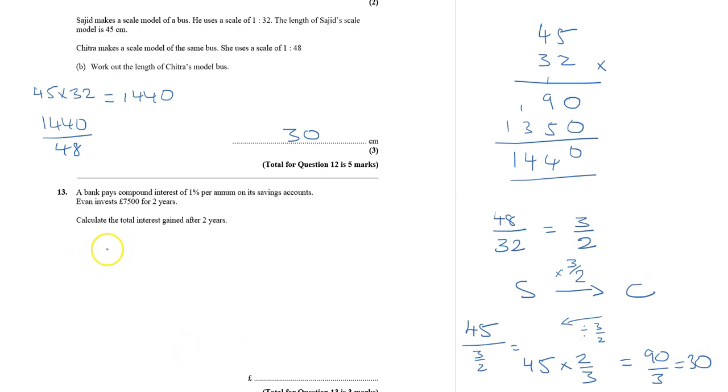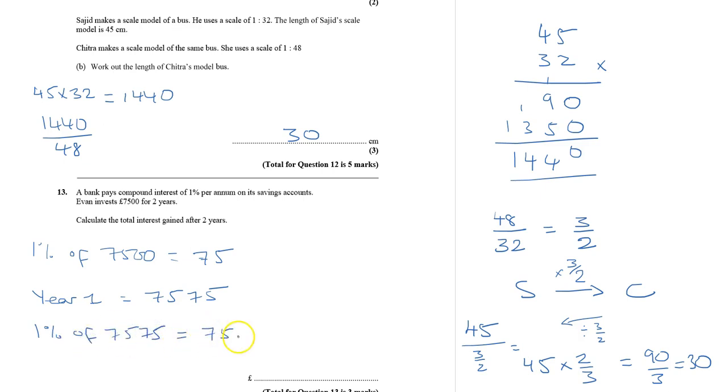So for question number 13, it says a bank pays compound interest of 1% per annum on its savings accounts, and Evan invests £7,500 for 2 years. Calculate the total interest gain. So firstly, 1% of 7,500 is 75. So after year 1, there'll be 7,575 in his account. Then for the second year, 1% of 7,575 is 75.75.